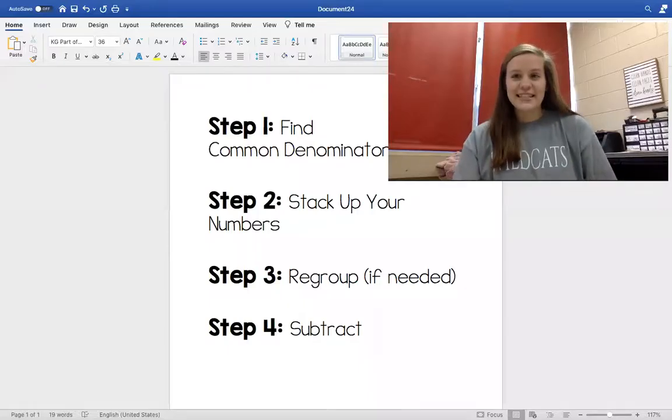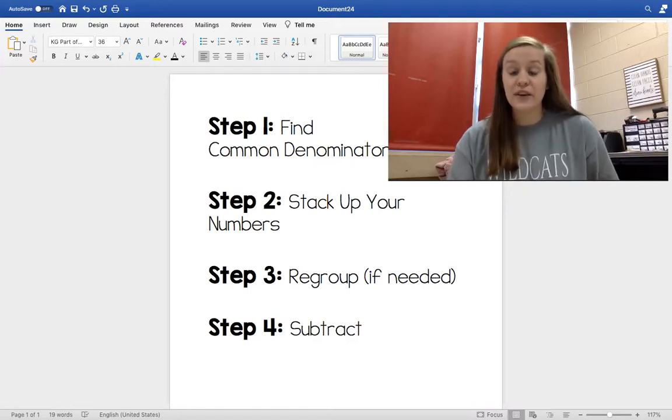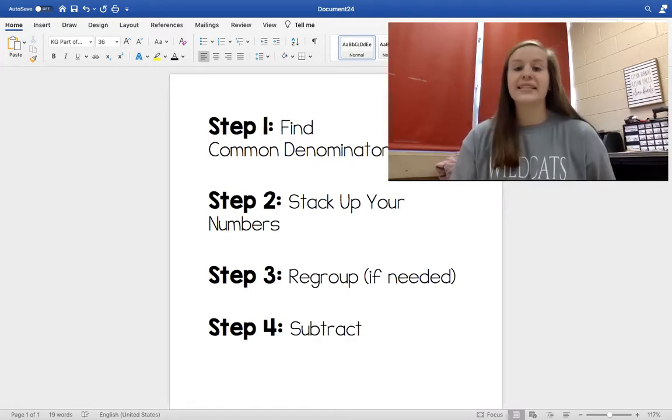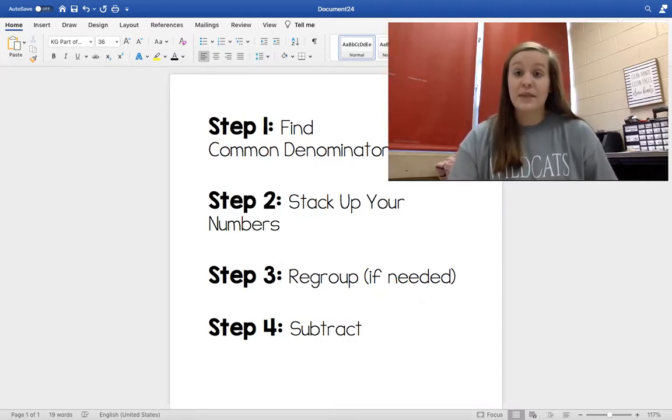Hello, boys and girls. Today, our lesson and your assignment will be on subtracting mixed numbers, but there's a twist. We are going to have to regroup with the numbers that we subtract today. So I have our steps listed on the screen before we get started. You will always find your common denominator first, just like we've been doing the whole chapter.